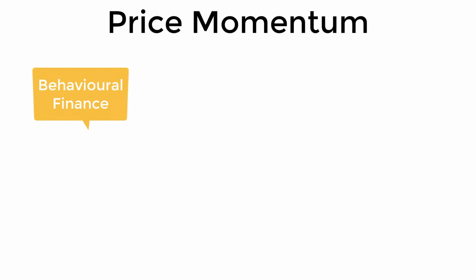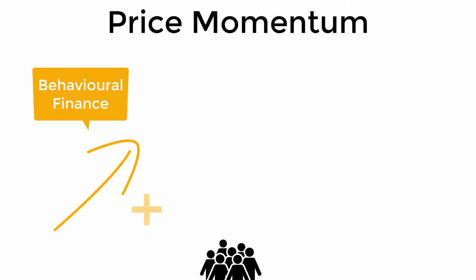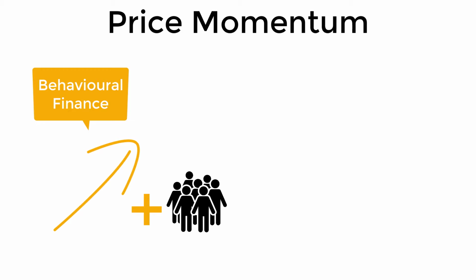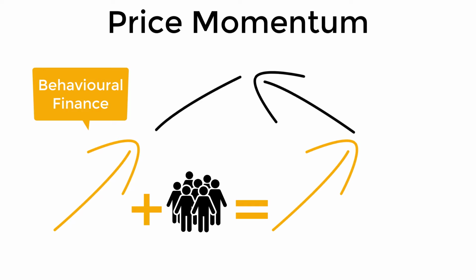However, behavioral finance has a theory that might be a good start. If the price rises, more people will buy that asset as they are attracted to the rise. As they buy the asset, the price increases even more, which creates a positive feedback loop until it's broken. The same could be said of falling prices.